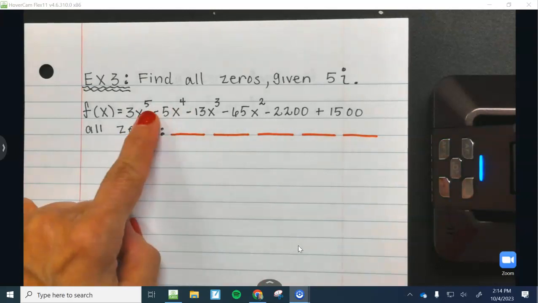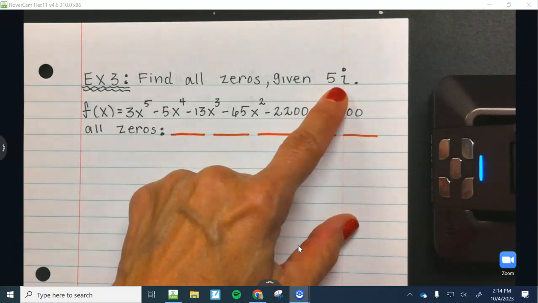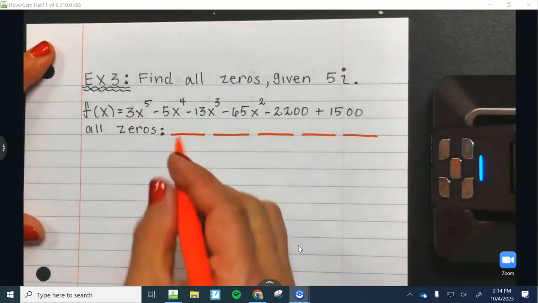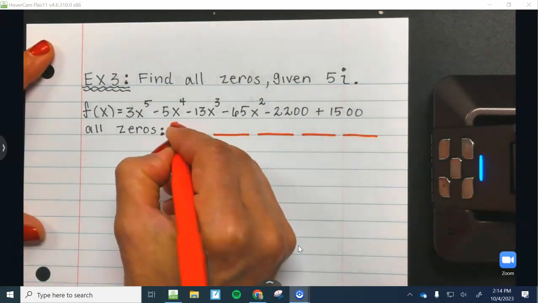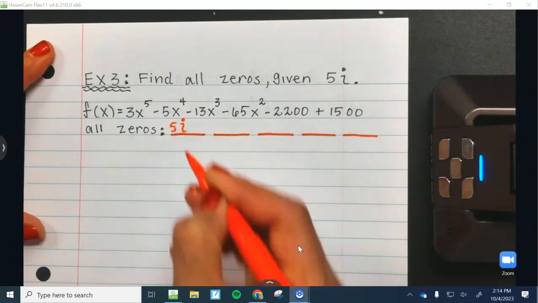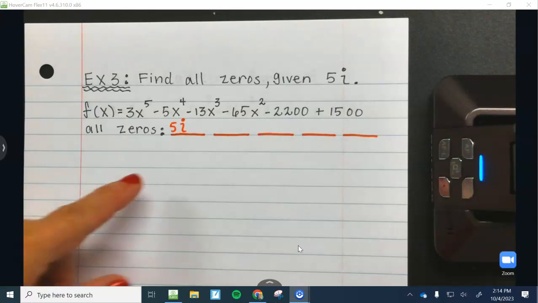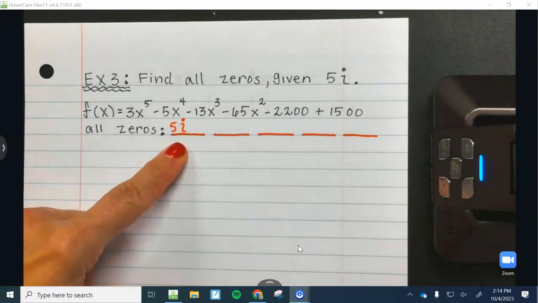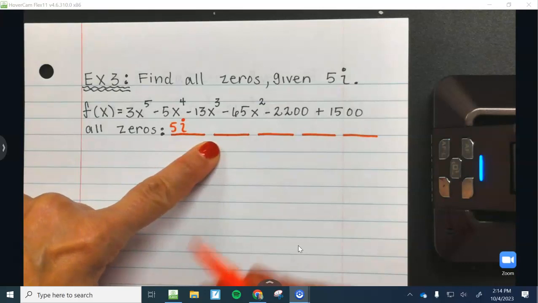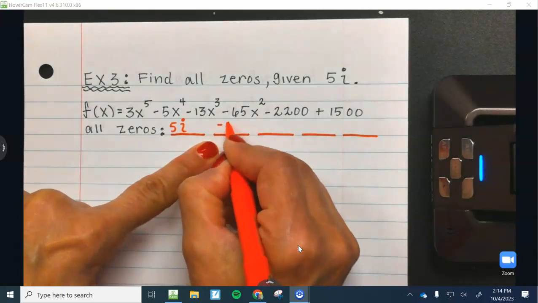5 blanks, 5 answers because it's degree 5. Y'all, we already know 1. We can copy 5i right here. Let's copy 5i. And then that's complex. What do complex zeros always come in? Plus or minus, opposite pairs. So if positive 5i is a zero, then negative 5i is a zero. This has to be a 0 also.